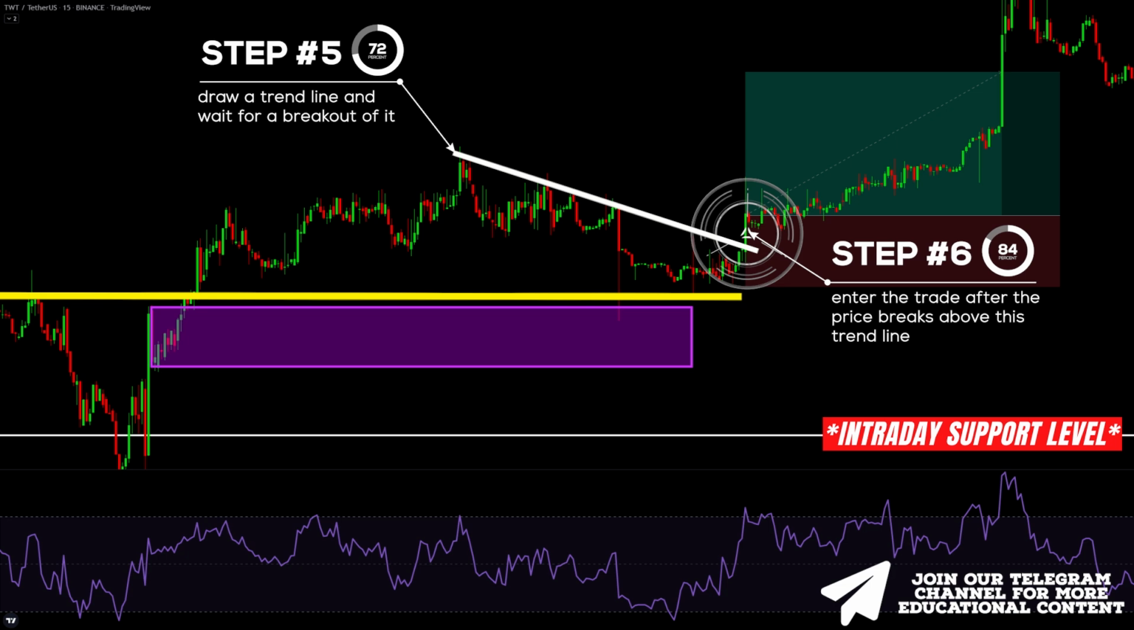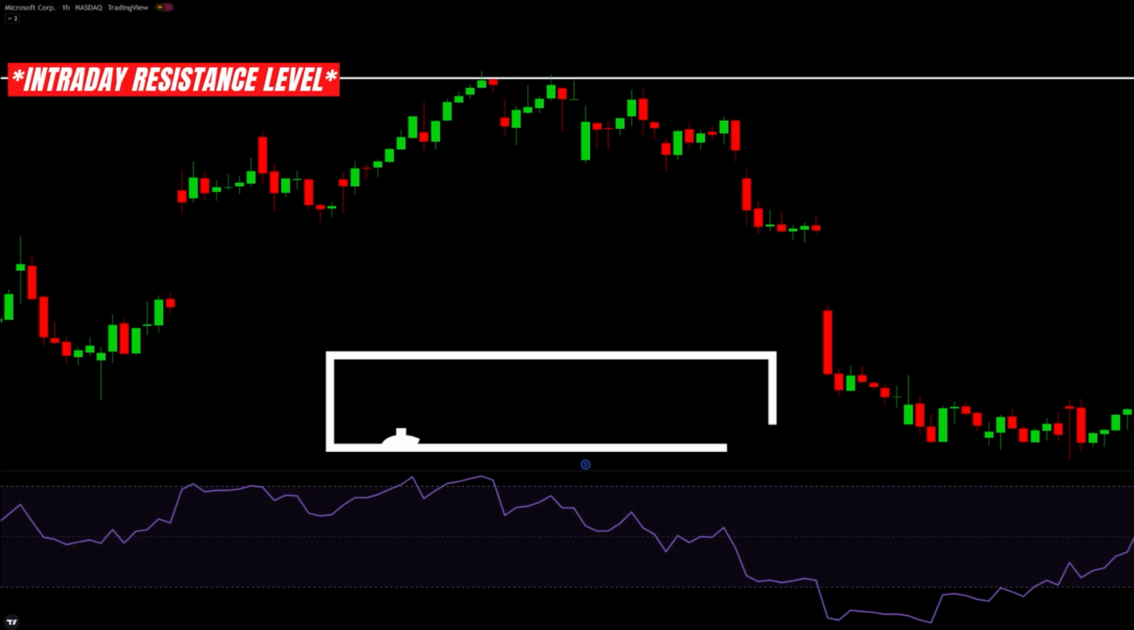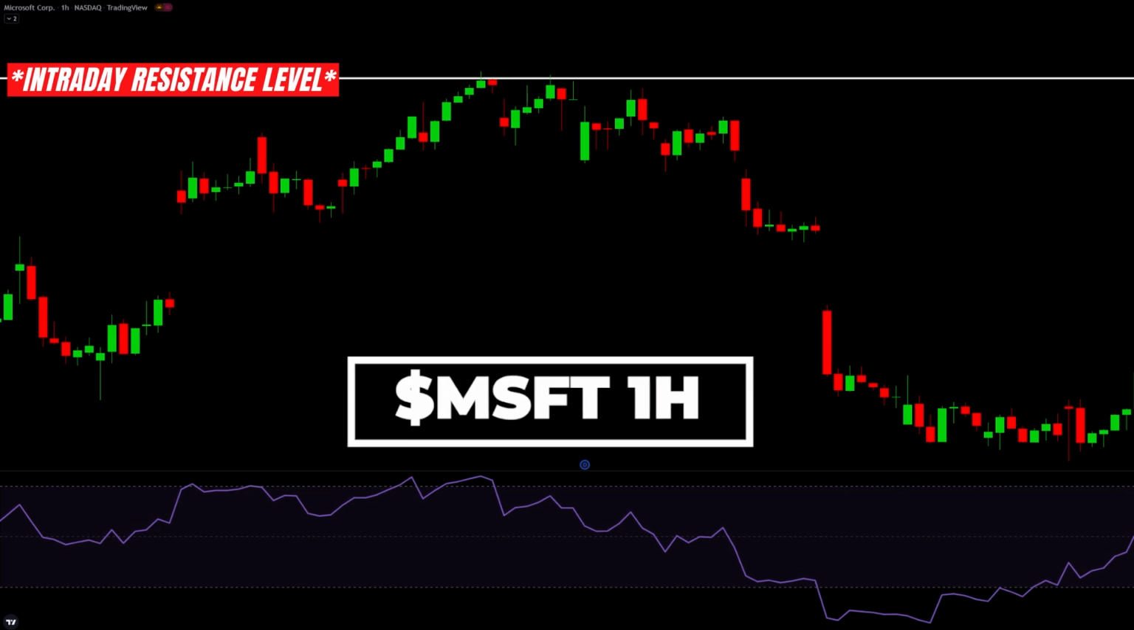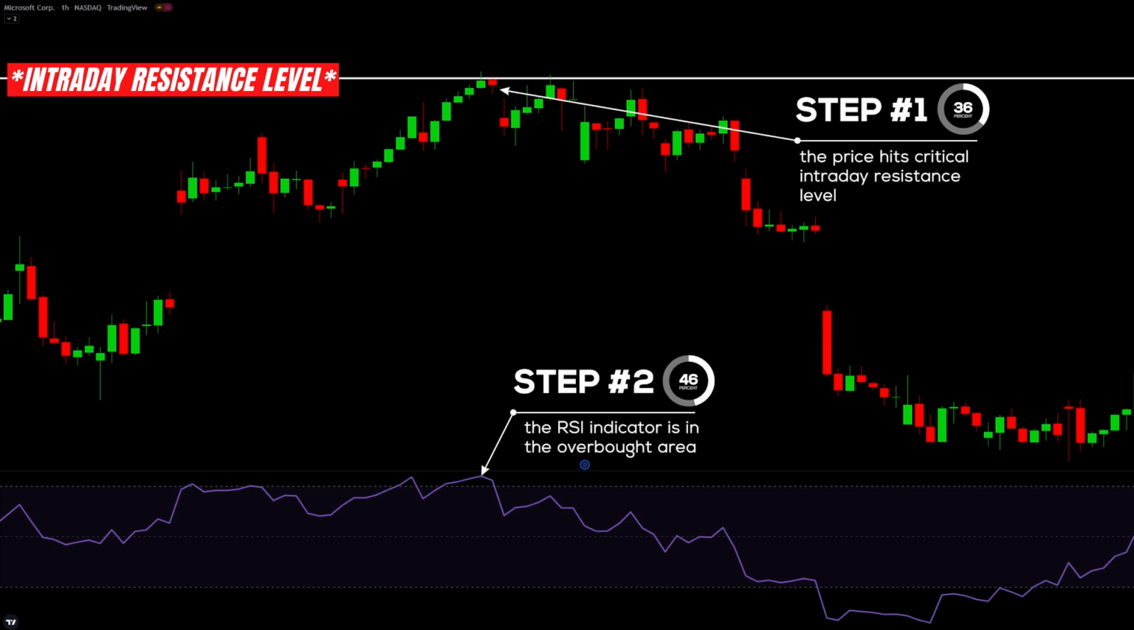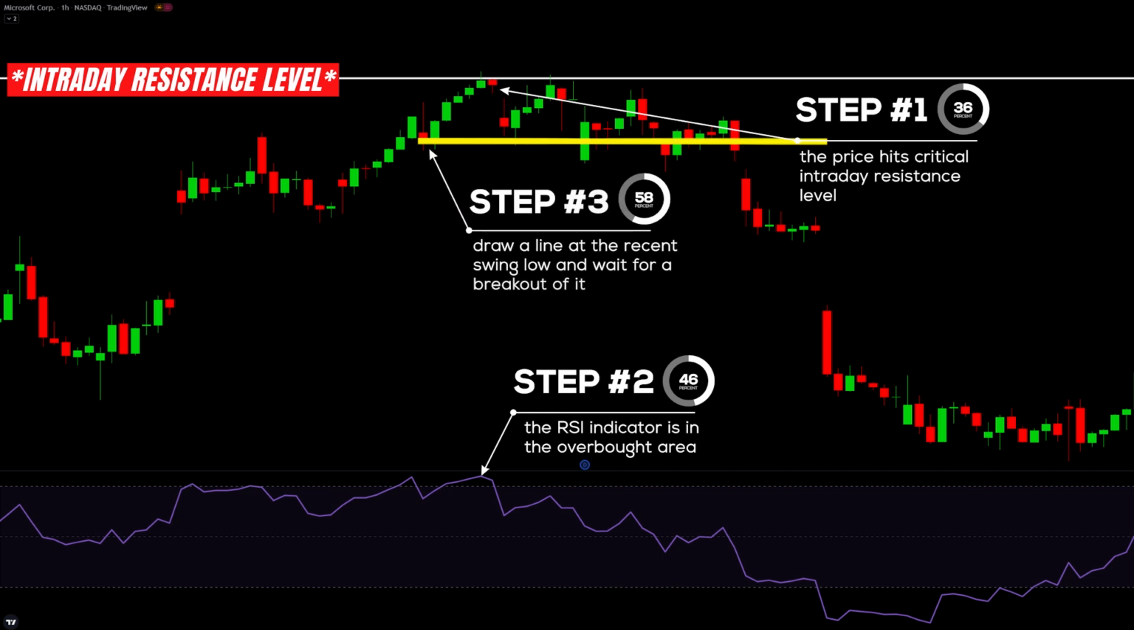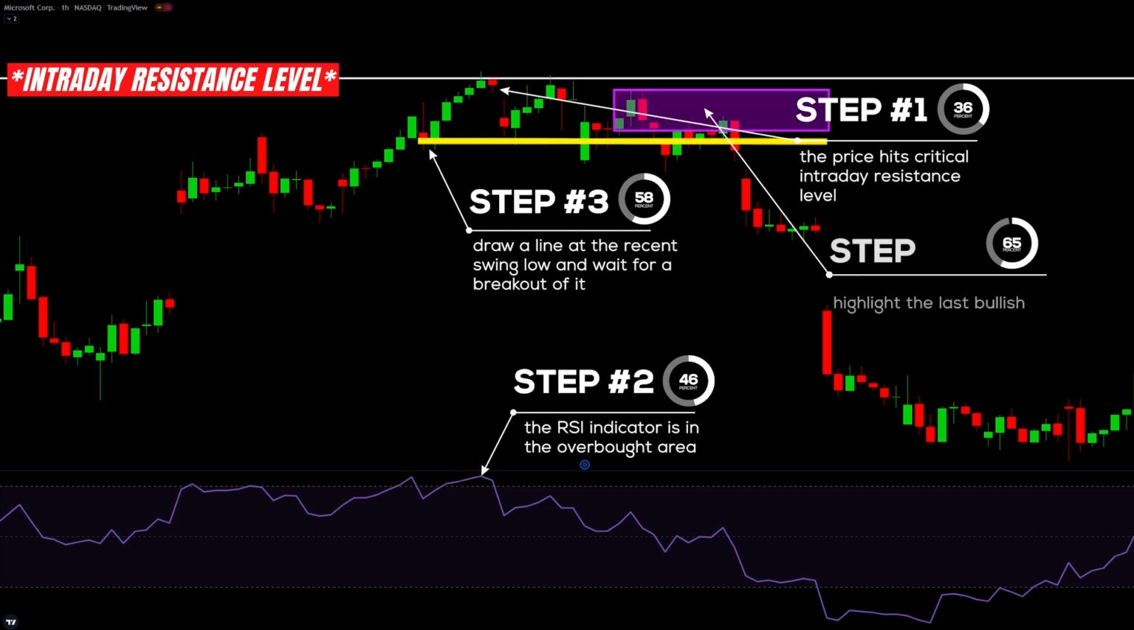So, let's consider a short example. Here's the Microsoft stock, a 1-hour time frame. As you can see, the price touches key daily resistance right here and the RSI indicator is overbought. Next, draw a line at the most recent swing low. The price breaks this line right here. So let's highlight these 2 last bullish candles before the breakout and go down to the 15-minute time frame.